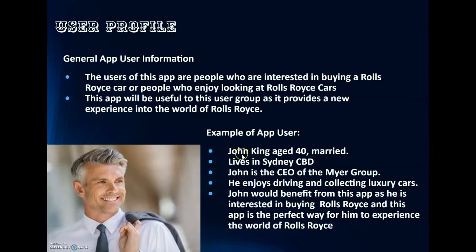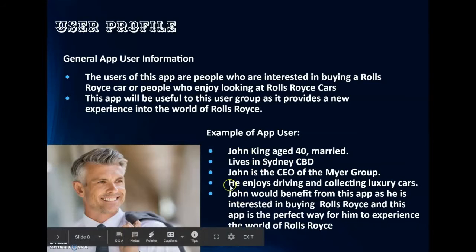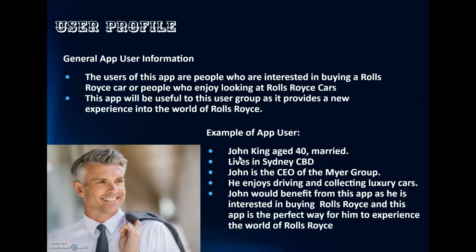John King, who is age 40 and is married, lives in Sydney CBD, and he is the CEO of the Myer Group. He enjoys driving and collecting luxury cars, and John would benefit from this app as he is interested in buying a Rolls-Royce, and this is a perfect way for him to experience the world of Rolls-Royce.